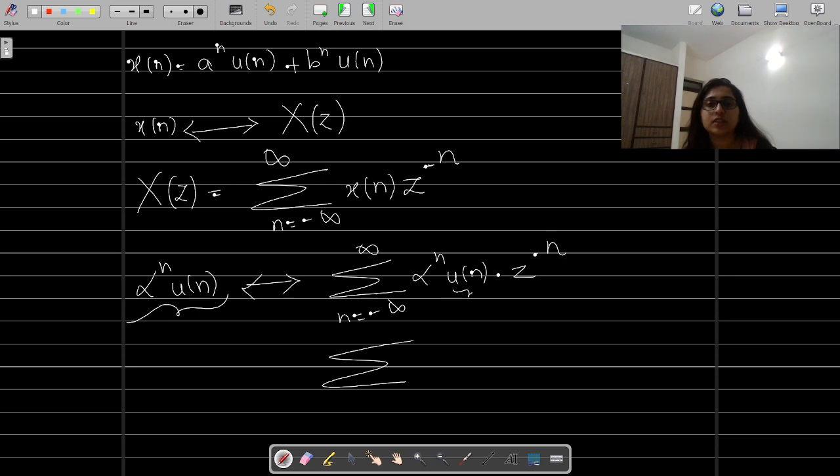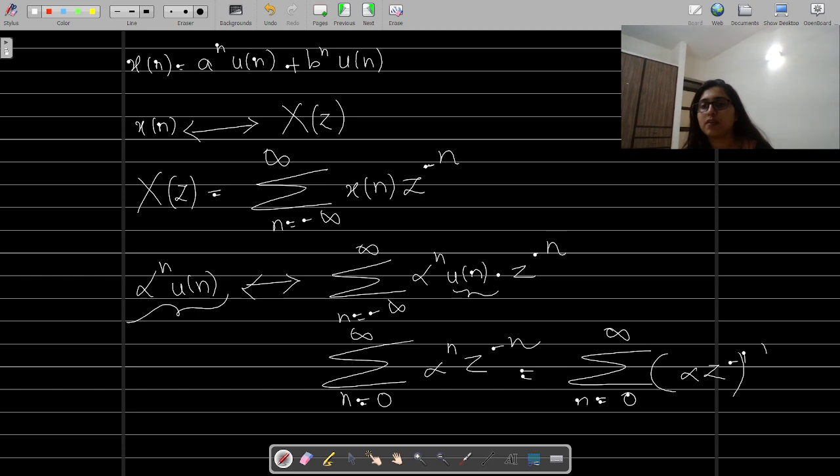Summation of this, u of n is a right sided sequence, so you have the value u of n equal to 1 when n is greater than or equal to 0. So n is equal to 0 to infinity, alpha to the power n, z to the power of minus n. This I can write as n is equal to 0 to infinity alpha z inverse to the power n, right? So here what happens to your region of convergence? The region is where the Z transform exists, right? So this is 1 by 1 minus alpha z inverse. This is the Z transform.